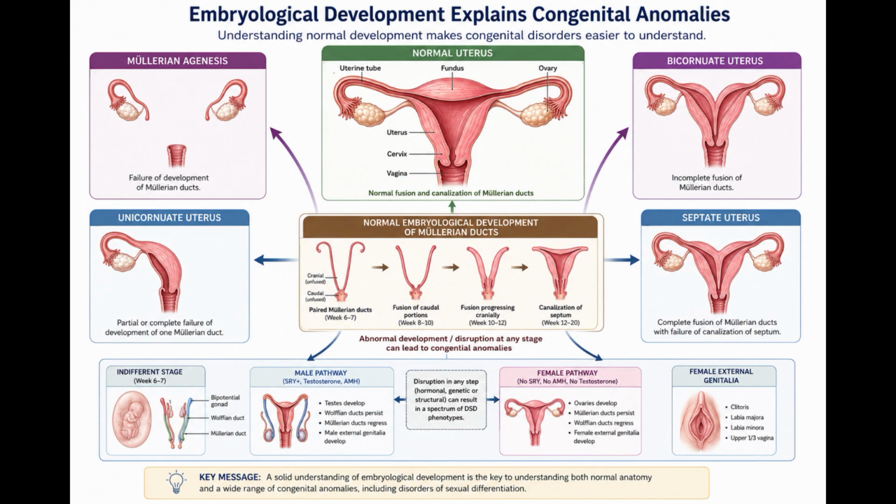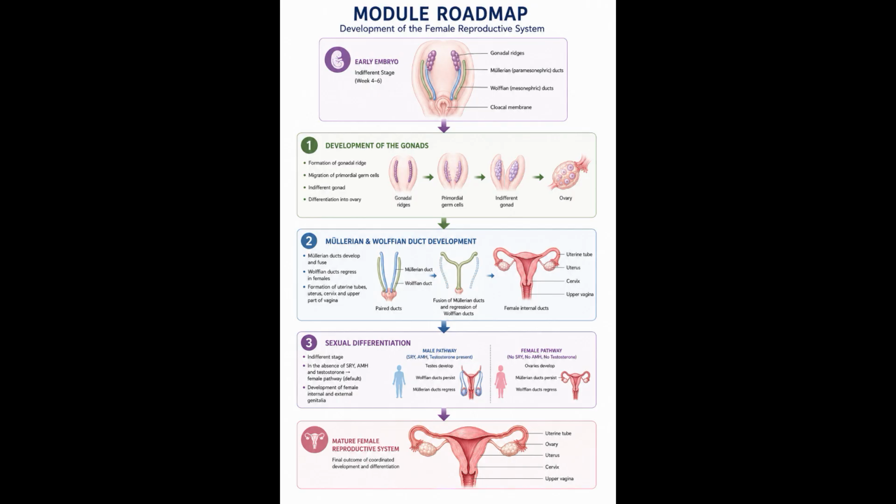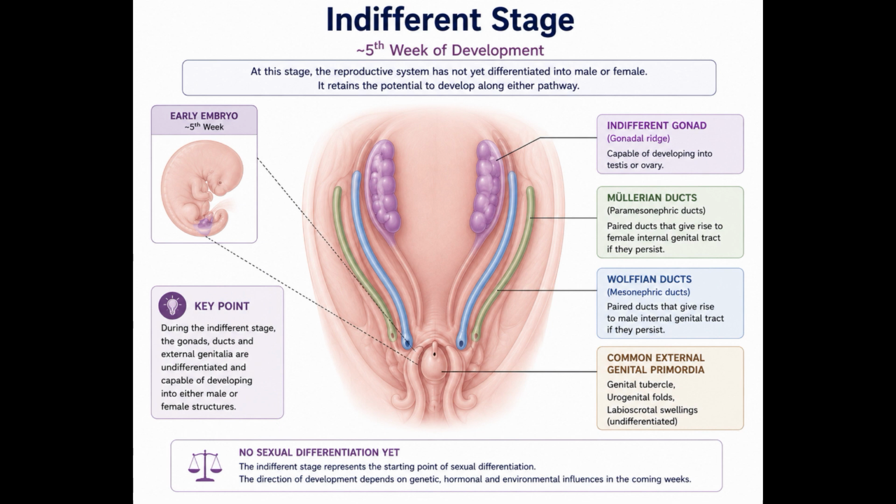A clear understanding of these developmental processes makes it much easier to understand congenital anomalies such as Müllerian agenesis, unicornuate uterus, bicornuate uterus, septate uterus, and disorders of sexual differentiation. In this module, we will study the development of the gonads, the Müllerian and Wolffian ducts, and the process of sexual differentiation that ultimately gives rise to the female reproductive system. Let us begin with the earliest stage of development, when the reproductive system is still in its indifferent stage.